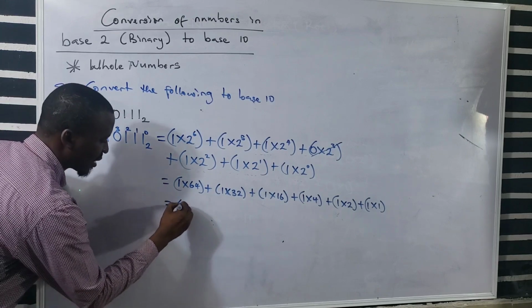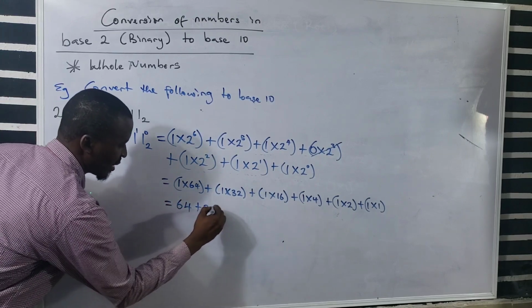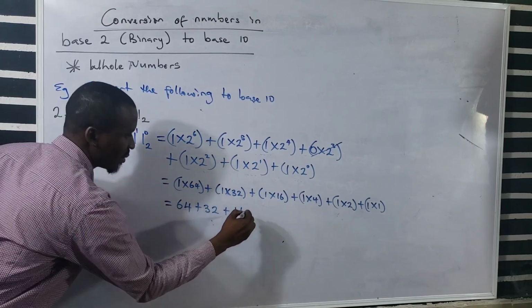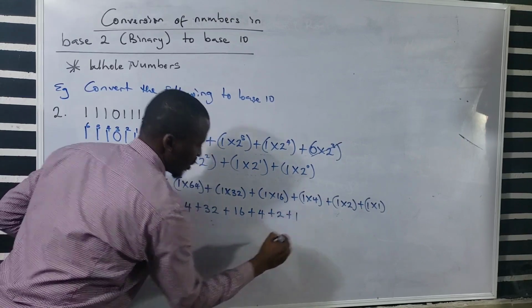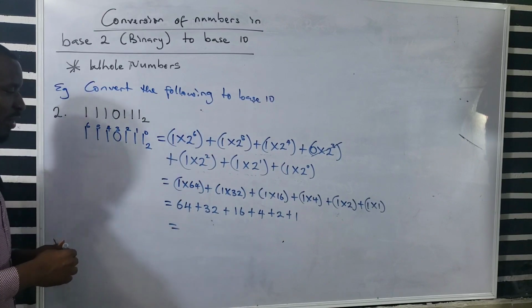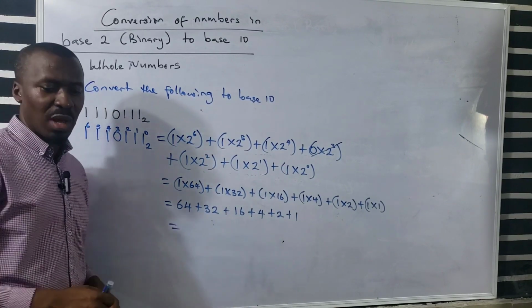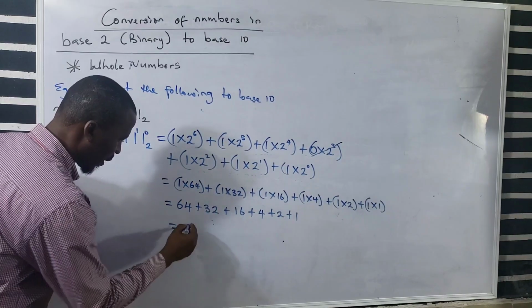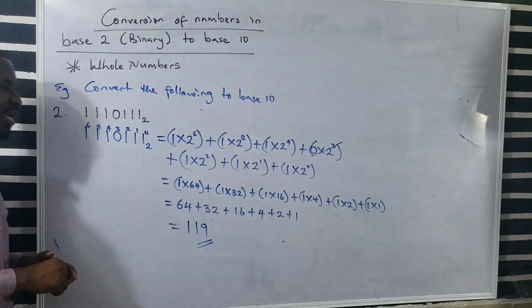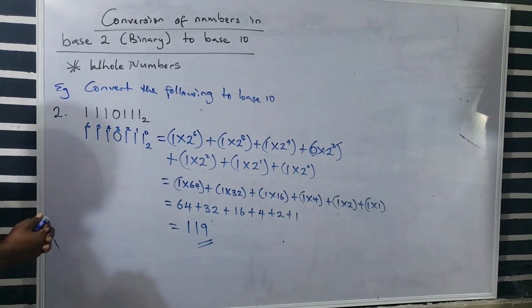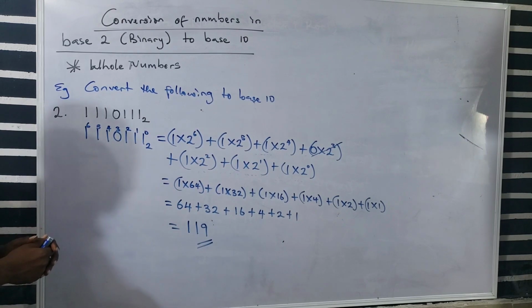So that will give us 64 plus 32 plus 16 plus 4 plus 2, and plus 1. So when you add all these, what are you going to have? 119. So you can decide to write your base 10. You can also decide not to write your base 10. Okay? So that's the two examples we are going to solve on this.